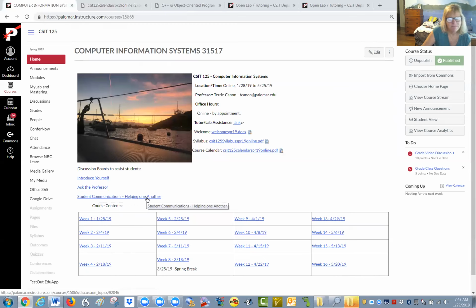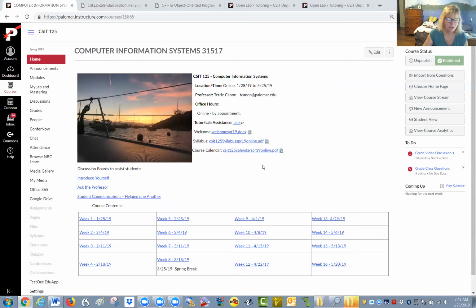Student communication, that's if someone has some tips or hints and they want to talk to another student, this is where you do that. These are not graded. And I only monitor Ask the Professor and introduce yourselves. Okay. What else do we need to cover?